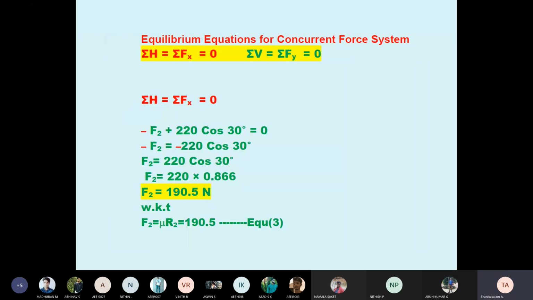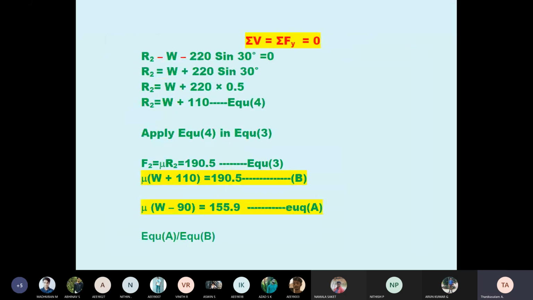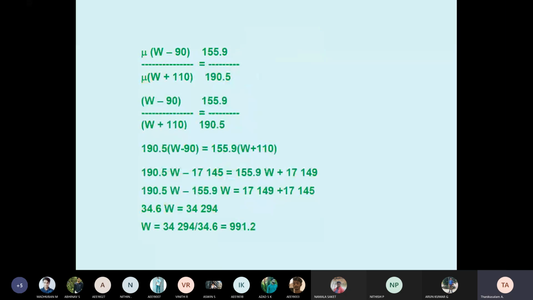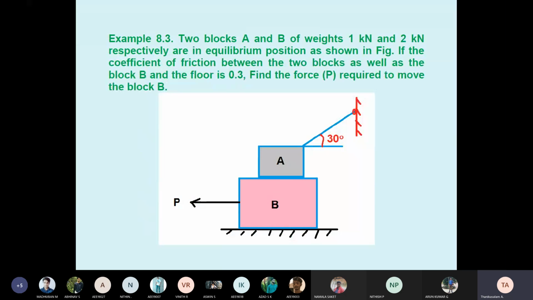I explained this problem last class. Because after 4 or 5 days, that's why I'm recollecting what we discussed in the previous class. So the next question is very important, very interesting. See here, one block, and here they have also given a diagram. In the diagram there are 2 blocks, A and B. Block A weighs 1 kilonewton, and block B weighs 2 kilonewton.